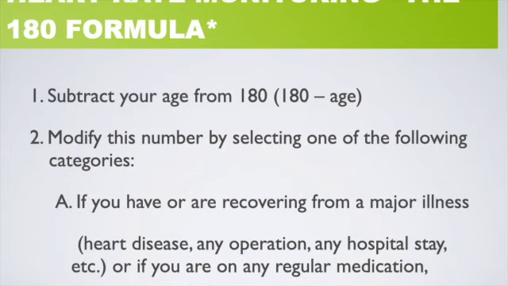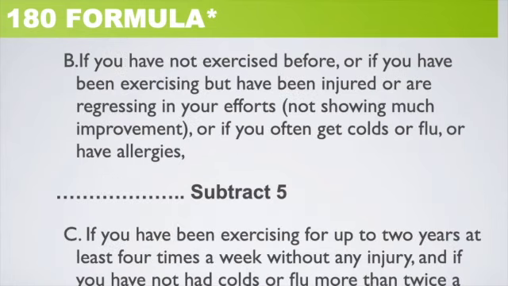So for example, if you're 30 years old, you take 180 minus 30, that's 150. And you subtract 10 from that. That's going to be the top of your training zone. If you are maybe healthy, but you're just out of shape, maybe subtract 5. So it'd be like 145.